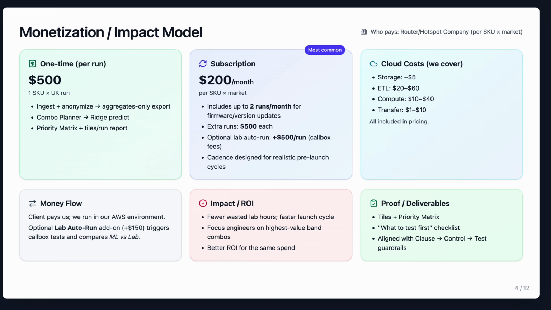This is to account for the cost of the services, and we also cover the cloud cost for storage, ETL, compute, and transfer, which sums to around $100 in total. So all of these are included in our pricing. Okay, so what is the main ROI for the company? We have fewer wasted lab hours, a faster go/no-go on launch, and a cleaner story for marketing and for carrier partners. So we're not just giving them a model, we're giving them a prioritized plan with evidence.